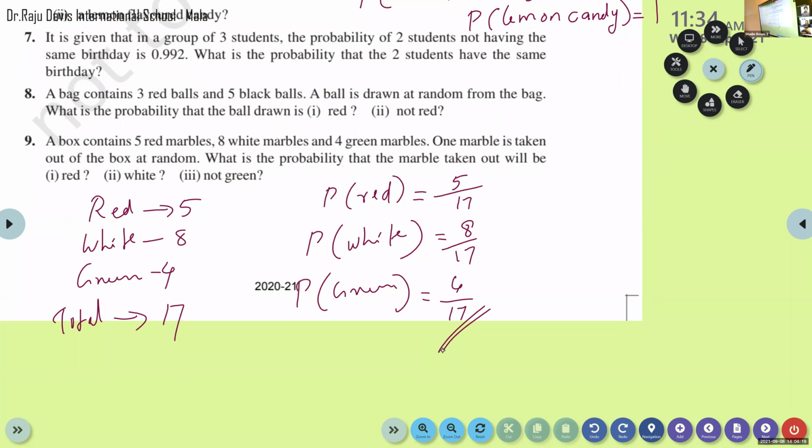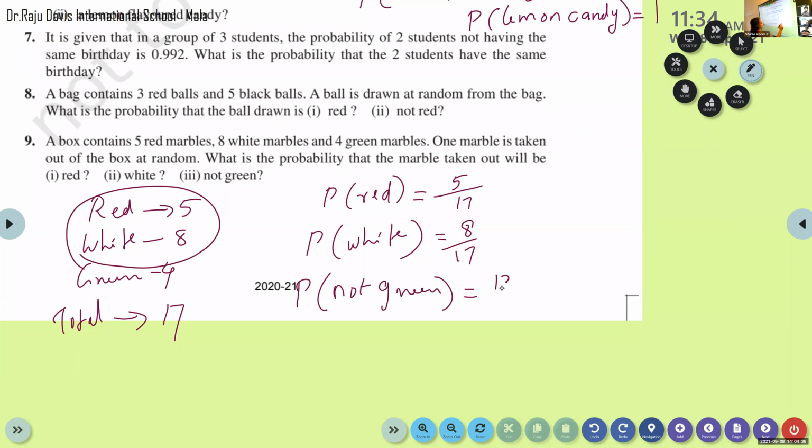The question is not green. Not green means white and red. So white and red together is 13, so 13 by 17. Or we can do 1 minus 4 by 17, and we also get 13 by 17.